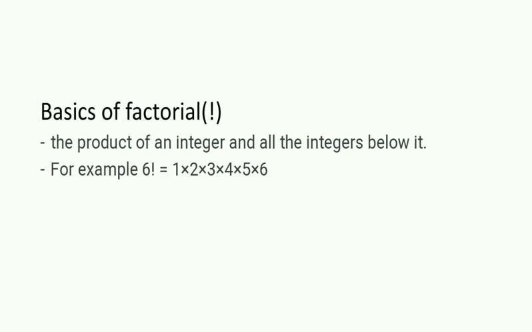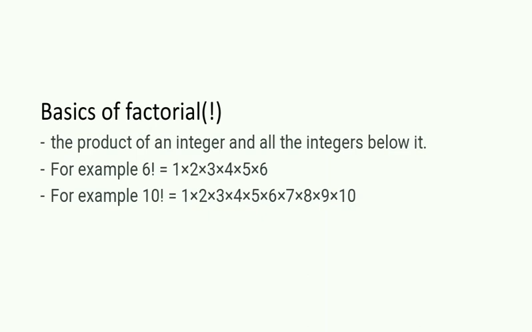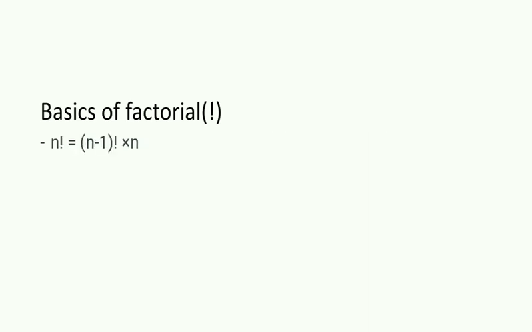With the same logic we can say that 10 factorial equals 1 times 2 times 3 and so on to 10. So by now it should be clear that n factorial equals (n minus 1) factorial multiplied by n. By dividing both sides by n, we get (n minus 1) factorial equals n factorial divided by n. Now this is the formula which we will use to prove that 0 factorial equals 1.